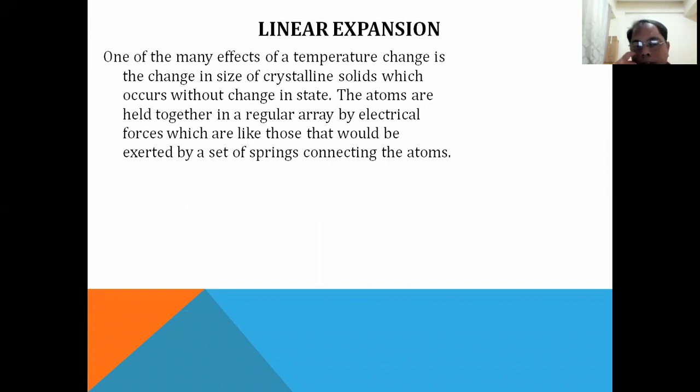Now again, when materials are heated, they tend to expand. When it is expanding in its length, then we call it linear expansion. One of the many effects of temperature change is the change in the size of crystalline solids, which occurs without change in state. So when we say not changing its state, it will not change from solid to liquid yet. The material will just simply change its length, but not to a point of changing its phase or its state of matter. So we know that there are three states of matter: solid, liquid, gas.